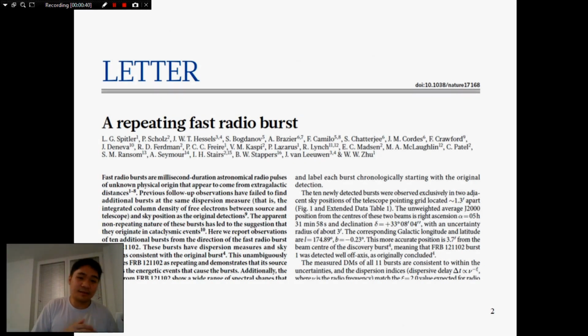Okay, the first thing I want to mention is that I'll mainly be talking about this paper, whose name is "A repeating fast radio burst", published in Nature Letters last year. What I will try to do in the next half hour is give you knowledge of what a fast radio burst is and why it is very important that it repeats. So let's go.